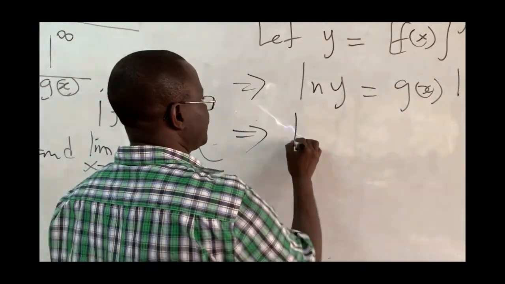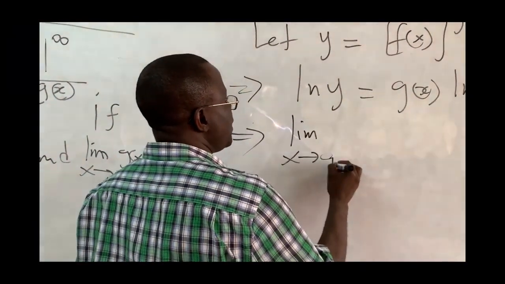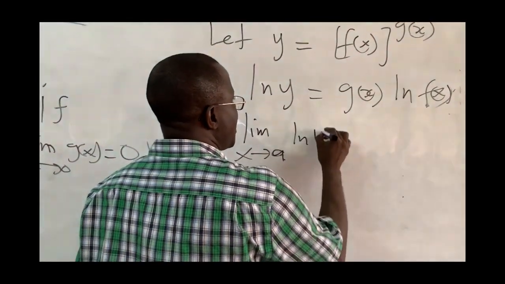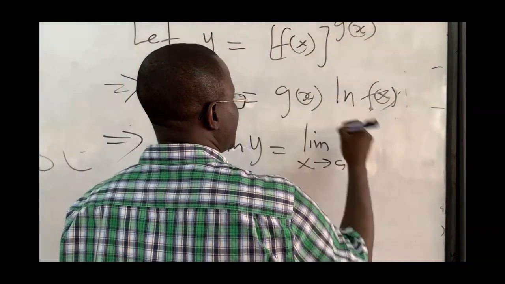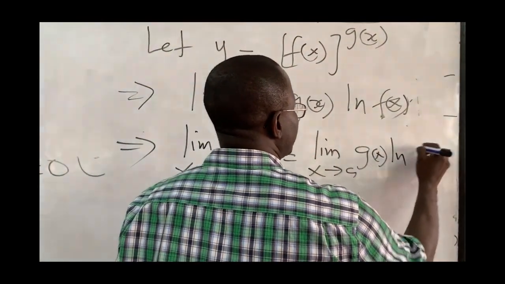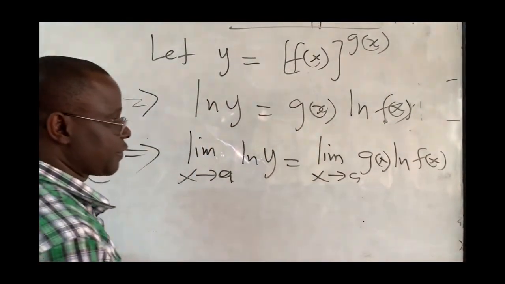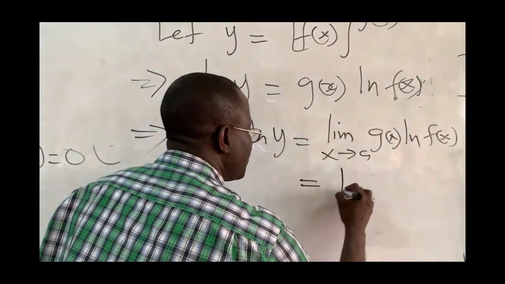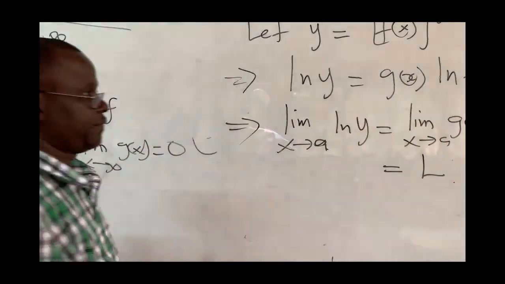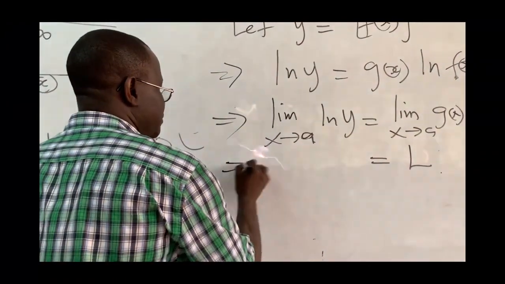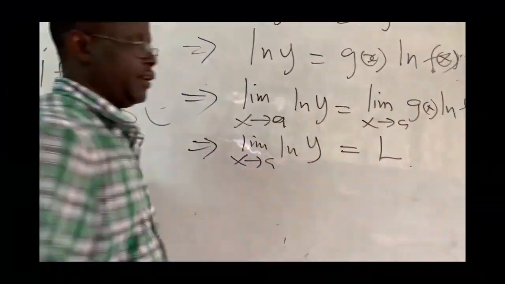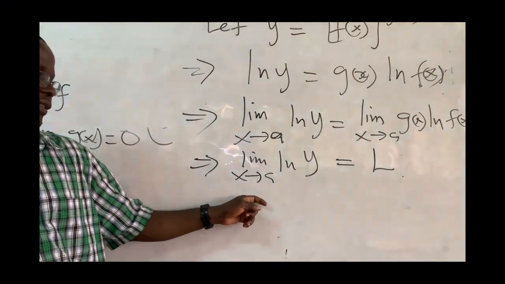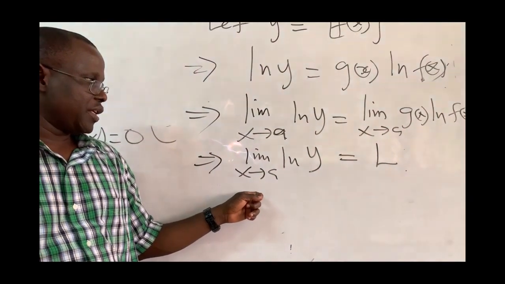Now take the limit of both sides. The limit as x goes to a of ln y is equal to the limit as x goes to a of g of x ln of f of x. Suppose that the right hand side is equal to some number L. This implies that the limit as x goes to a of ln y is equal to L.